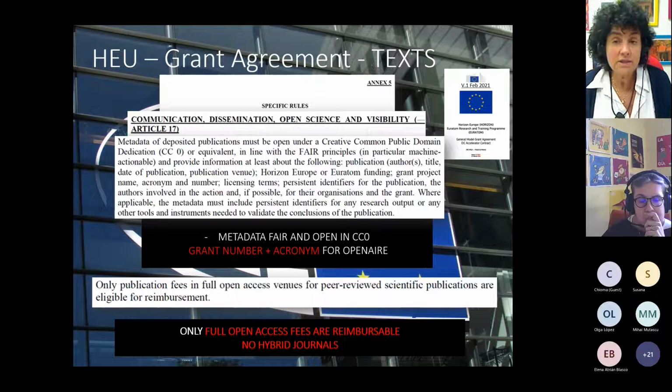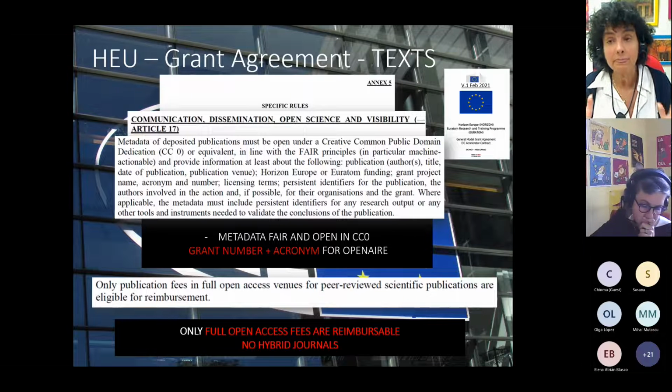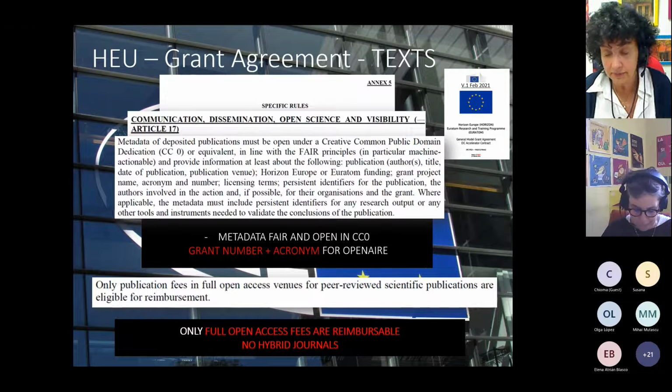So if it's your choice, if you want to pay, it's up to you. But beware, because you will not be reimbursed. Okay, I hope this is clear.